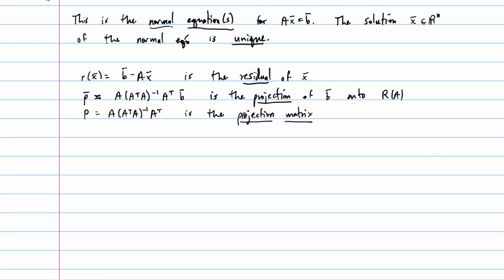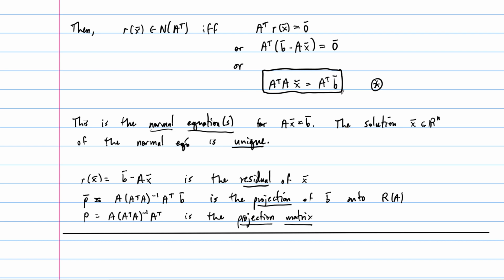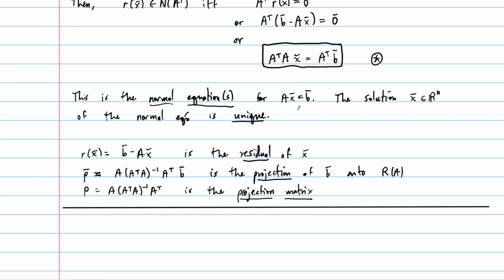Those are just definitions, and now we've set up the whole scenario and the method. This is the main equation that we want to look at: A transpose A times x equals A transpose b. That's what we're going to solve for x. That's our goal. So let's try some examples now and see how this works.